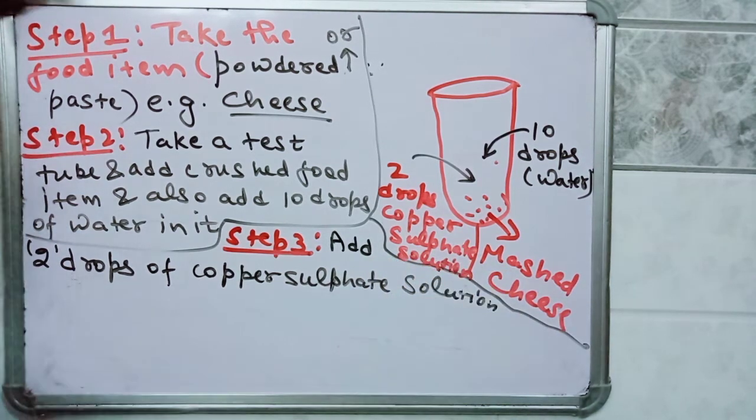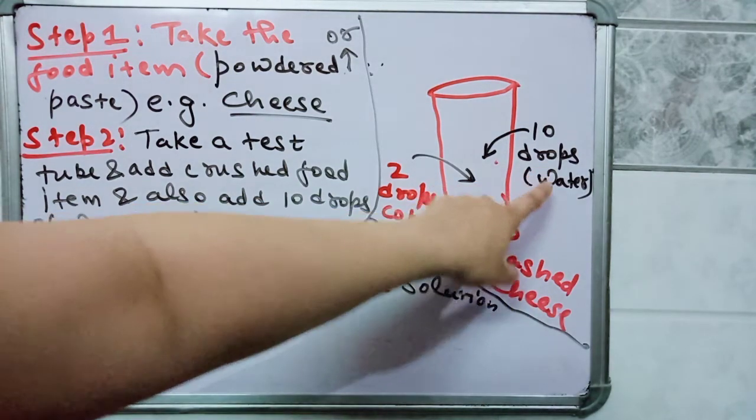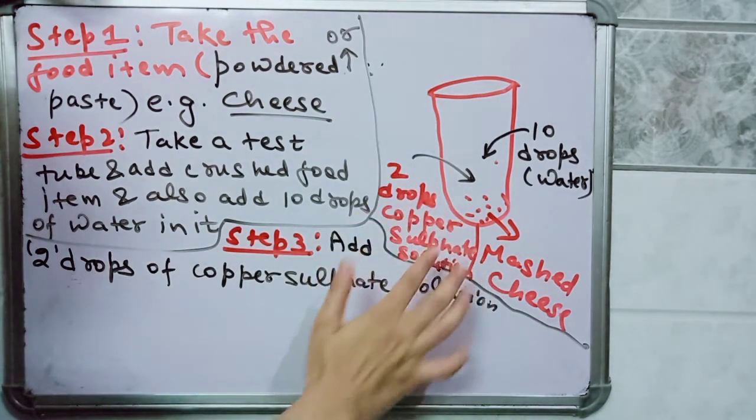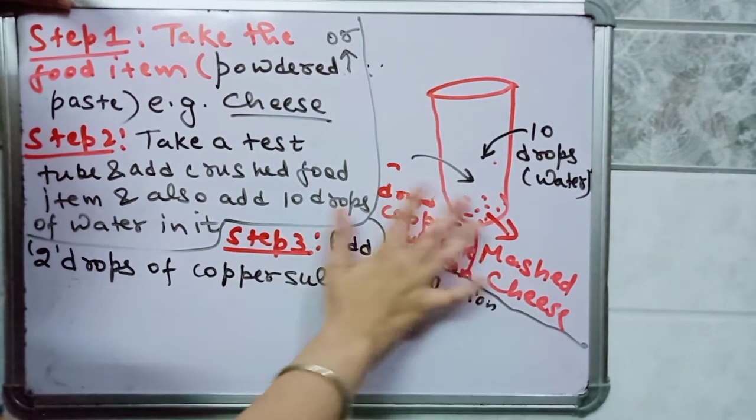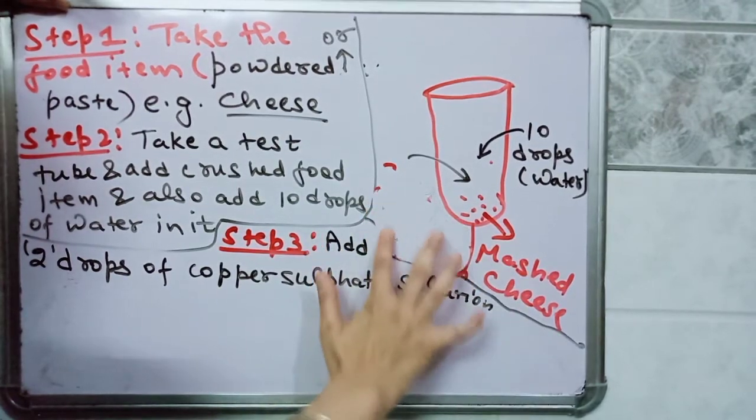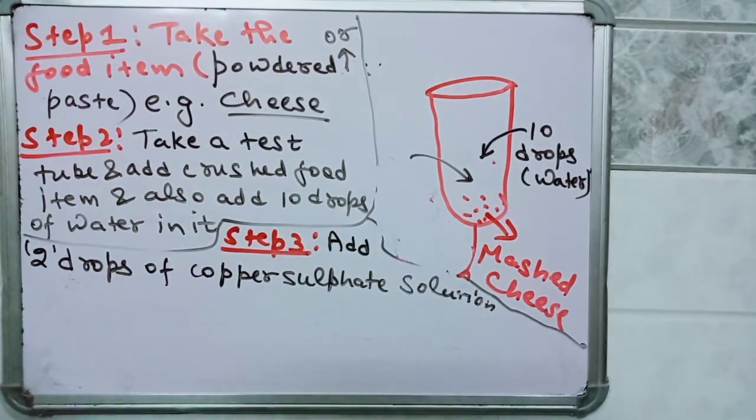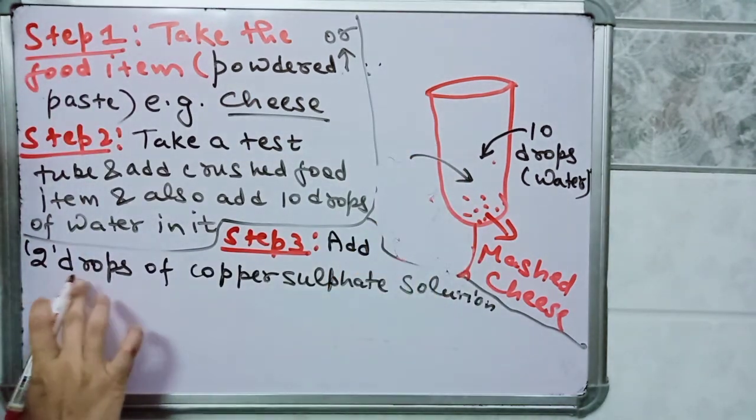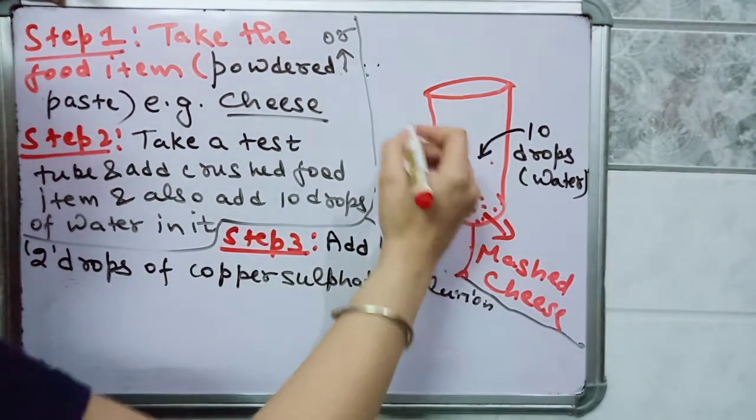In this test tube mashed cheese is present, 10 drops of water is present. It is not clearly visible here, so let me write this a little upwards. What we have added here: 2 drops of copper sulfate solution.